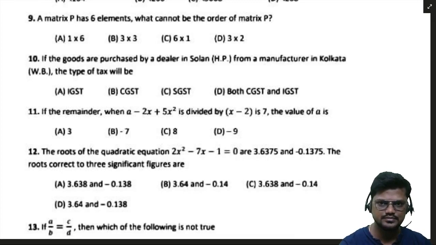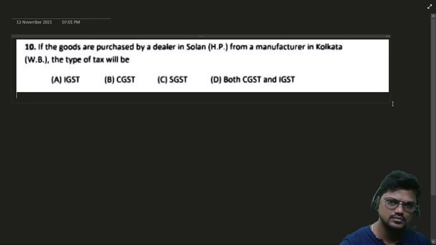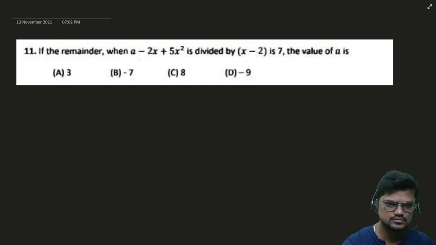10th question. Please answer. Yeah, fine. You don't have IGST, that's fine, but at least you should know which one has to be charged, IGST or CGST. That you should know.